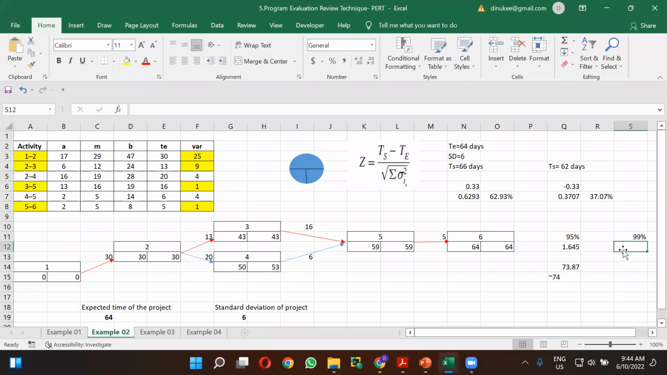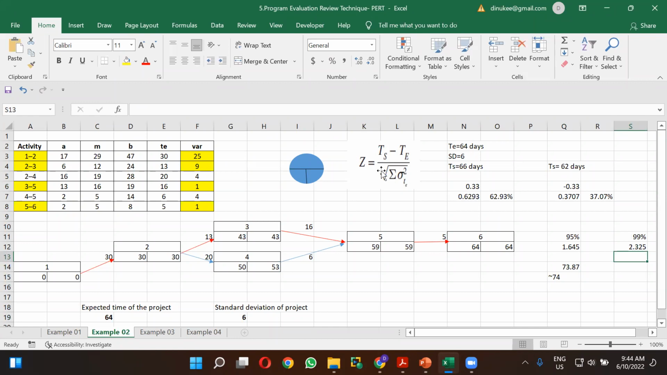So after getting 2.325, you have to take the summation of the two and divide it by 2 to get the average, as we are not getting the 99% probability exactly, right? So that 2.325 is the Z value. And the standard deviation is 6.